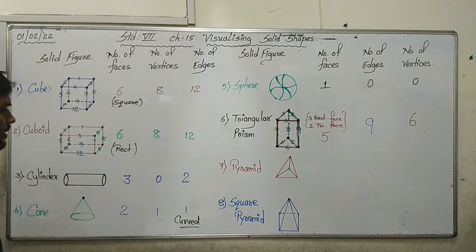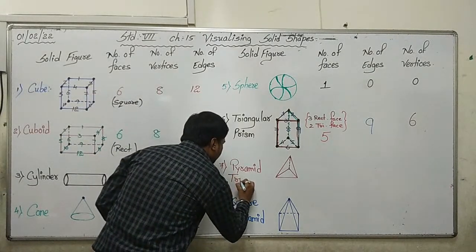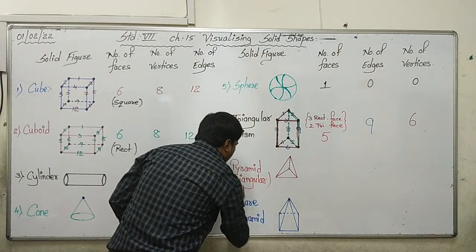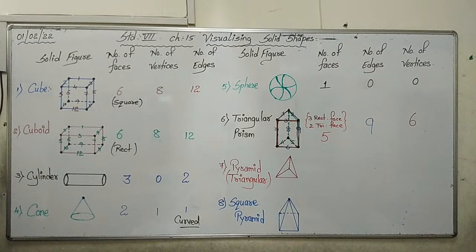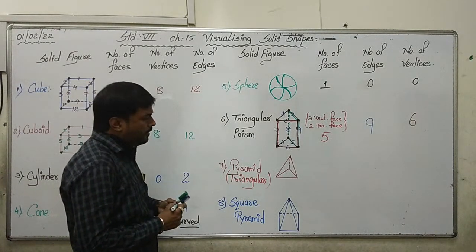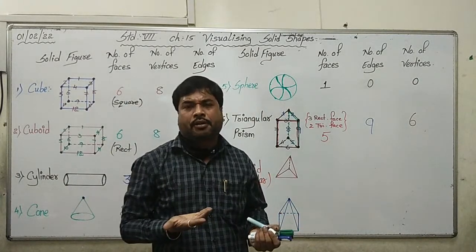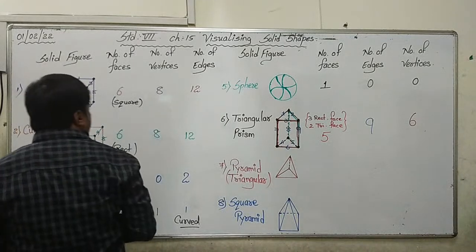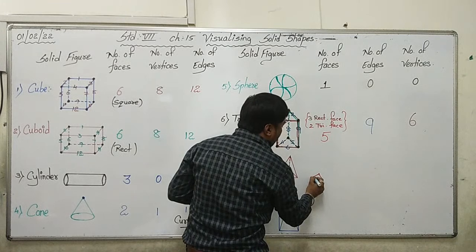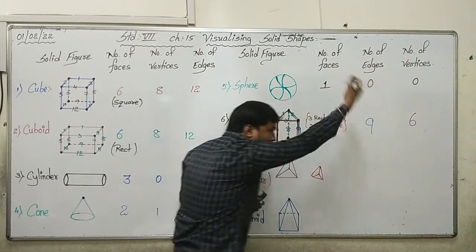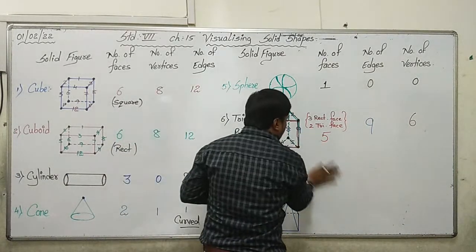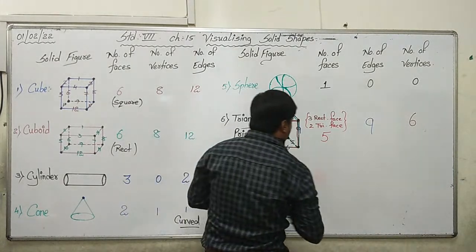Let's move further. Now comes the pyramid. And which type of pyramid is it? It is a triangular pyramid. So let's find the number of faces. In a triangular pyramid, there are three side triangular faces and one base which is also triangular. So we can say that it has total four faces.